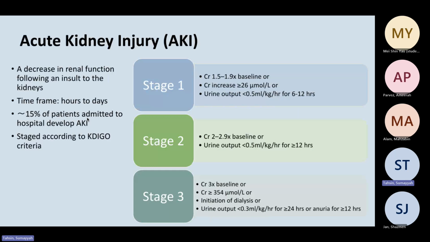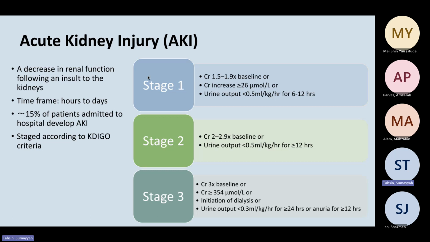So in terms of the NICE criteria for an AKI, it requires the patient to have a rise in creatinine of over or equal to 25 micromoles in 48 hours, a rise in creatinine of more than or equal to 50% in 7 days, or a urine output of less than 0.5 milliliters per kilogram per hour for more than 6 hours. Now, an AKI is staged according to the KDIGO criteria.